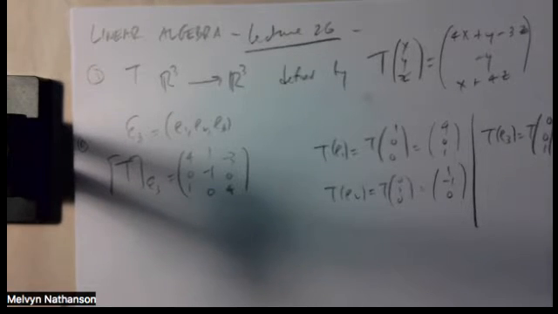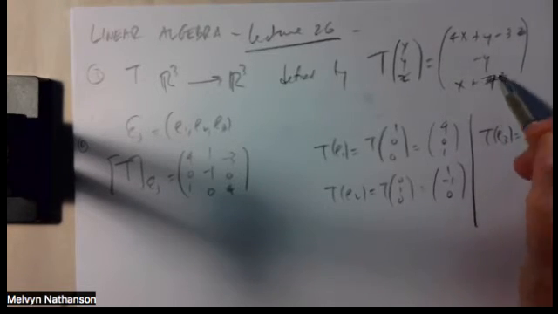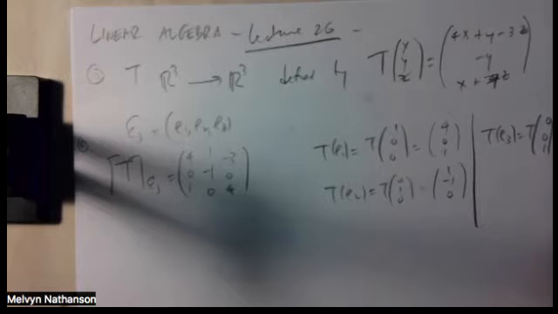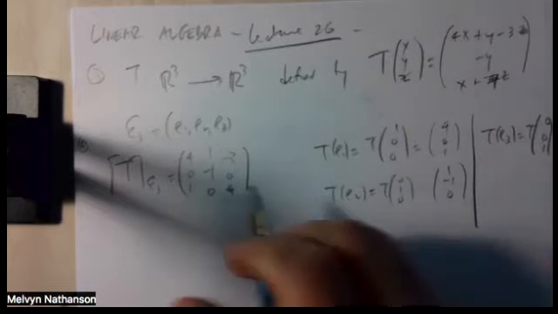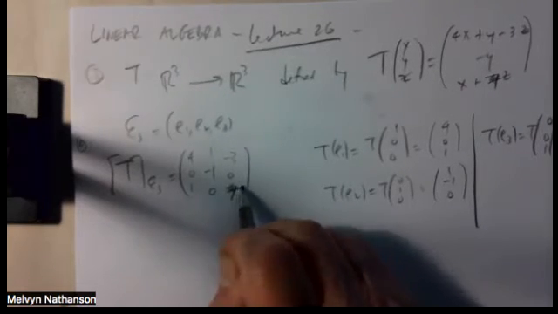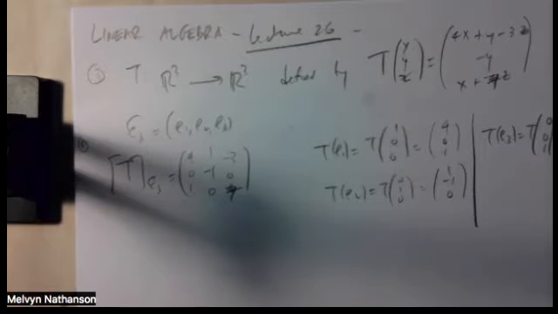Professor, I thought on the test it was 7z for the third. Oh, I'm sorry. I just wrote it down wrong. So this would be minus 3, 0, 7. Thank you. That just makes this a 7. Okay.